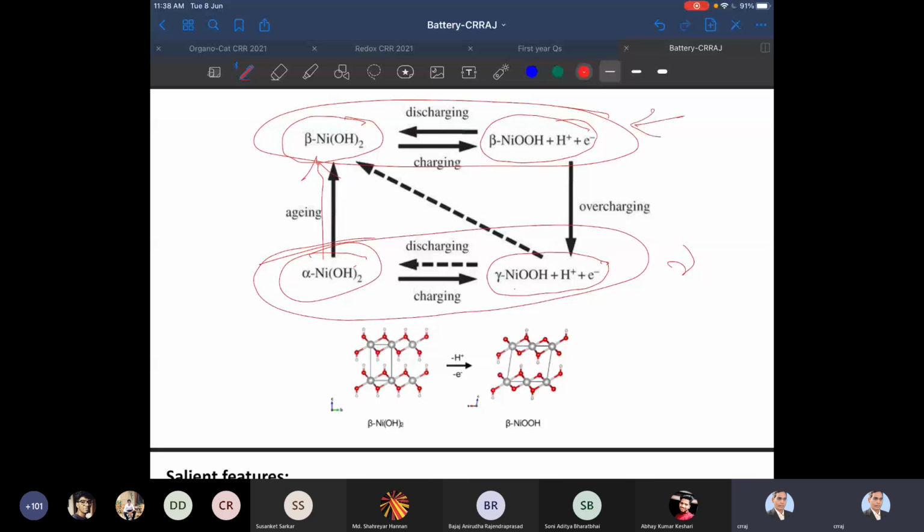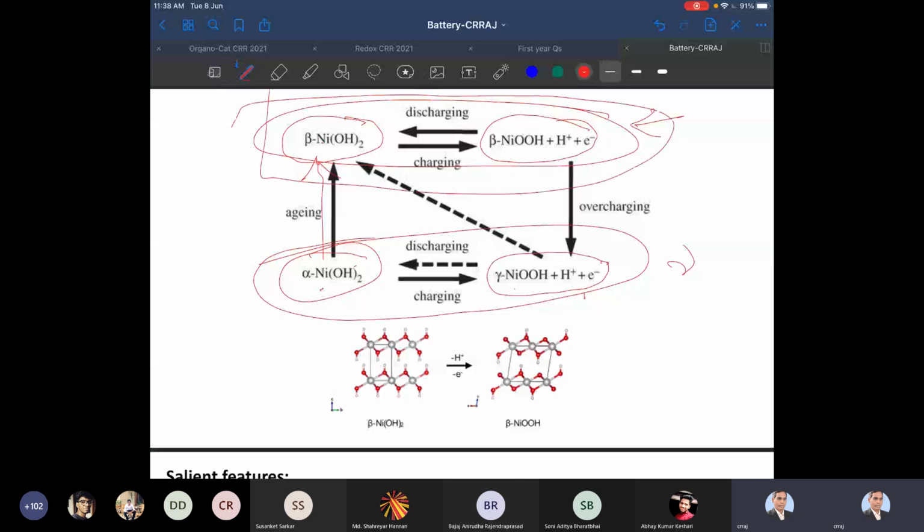This is basically a cell. So if you are overcharging, you are generating something else. Basically what you are doing is that the lifetime of your battery is going down. It's very much less with respect to the ideal. The ideal one is that you restrict to the first reaction.